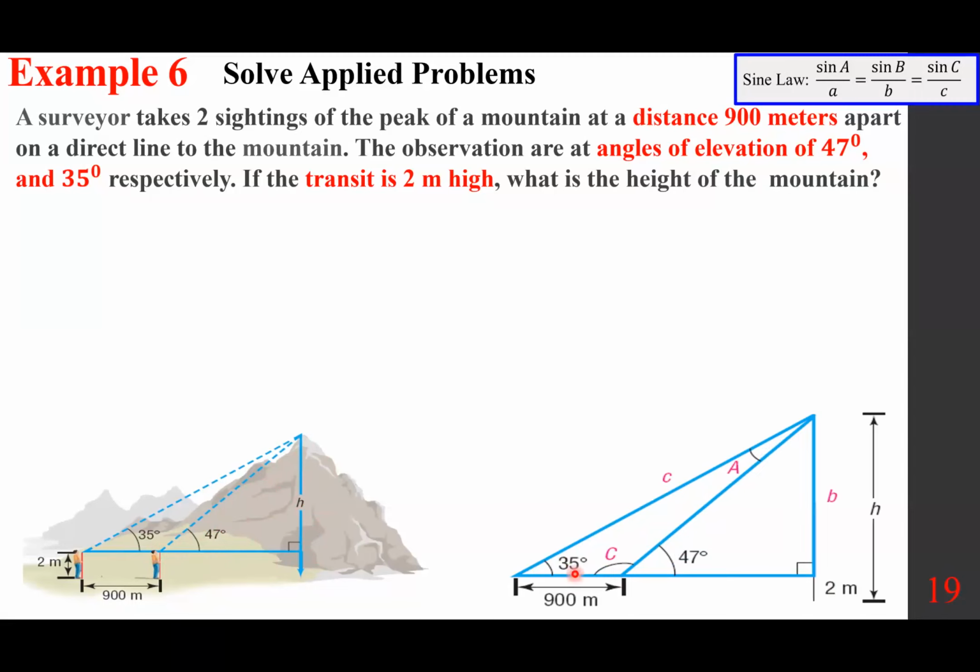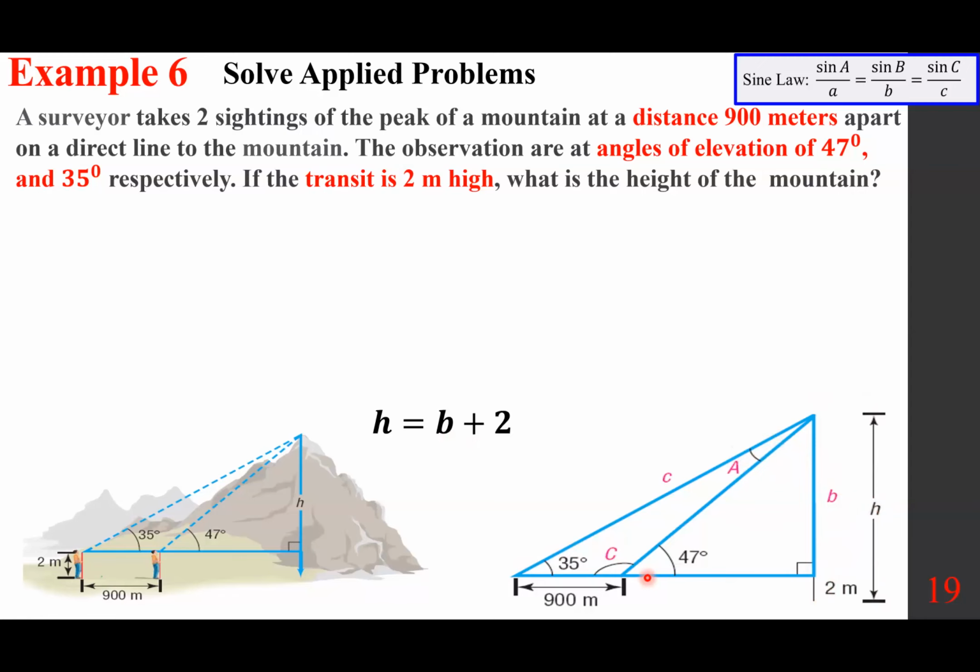Okay, so this is this line, 35 degrees, 47 degrees. This distance is B. From the bottom to the top is H. First and foremost, H is B plus 2. We are interested in finding H, the height of the mountain, which is B plus 2. So all we have to do is find B. So we are going to call this A. This is C, obviously. This one or this one is a B. And we are going to find the missing angles.